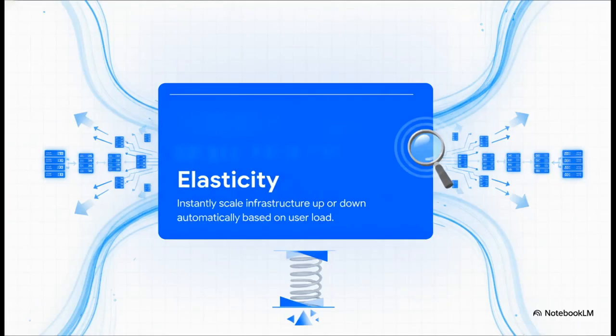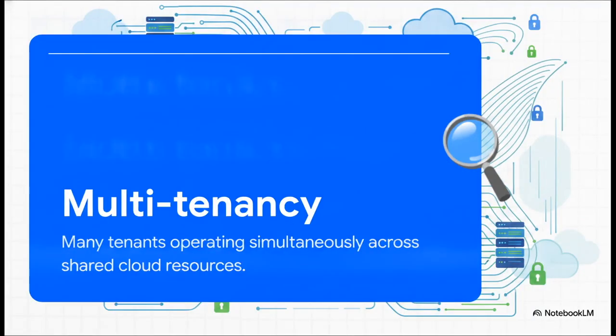Which brings us to Section 4, core cloud characteristics. A massive, absolute core advantage of the cloud is elasticity, and this is what drives complete financial efficiency. Picture this. As your user load spikes, your infrastructure instantly scales up to handle that heavy traffic. Then it automatically scales right back down when things quiet down. So instead of paying to keep idle servers running in the background, you're paying only for exactly what you need, right in that very moment.